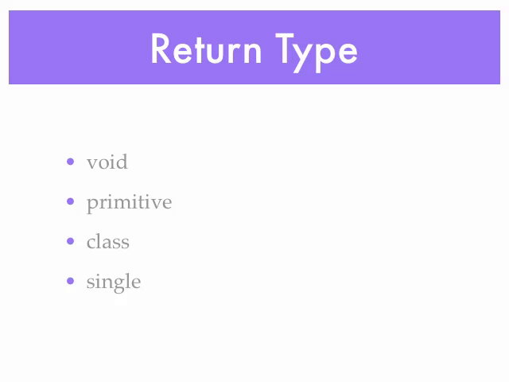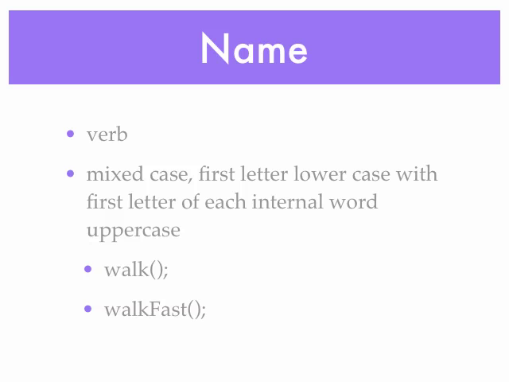Now, when I have a method that returns nothing, it is a void method. A method may return something of type primitive or of type class. Whatever I return, there's only one item that is returned, and that item must be of a type that matches the type I declared that my method would return. When I name my methods, I try to do so using a verb, something that indicates what the method will do. Use mixed case, our camelback notation, and try to make that method name say what the method will do, something along the line of walk or walk fast.